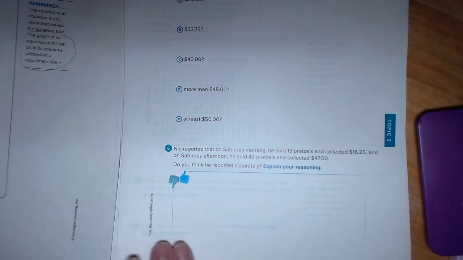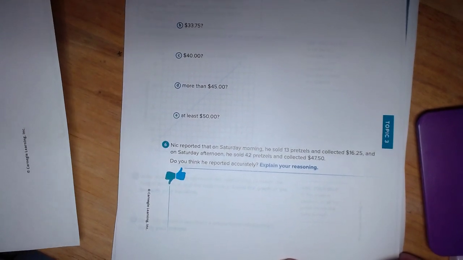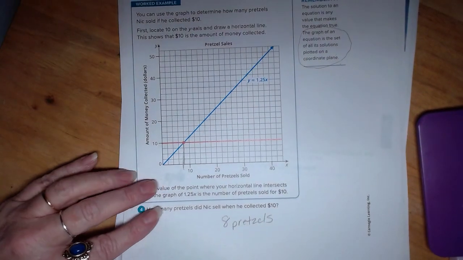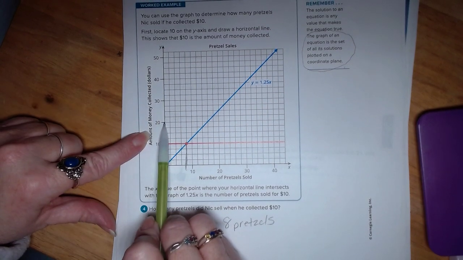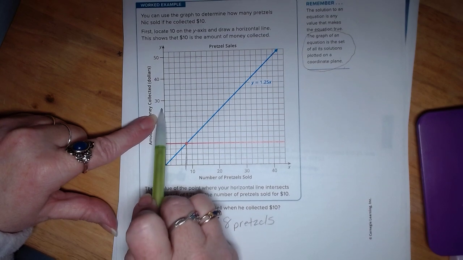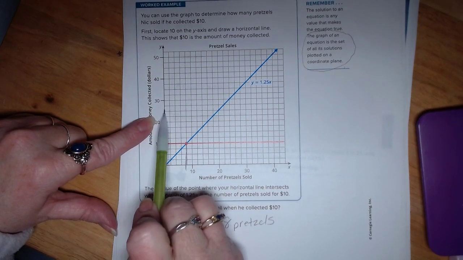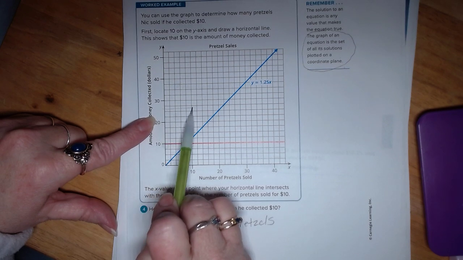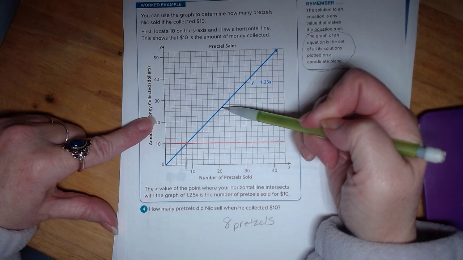Use the graph and the worked example to answer each question. How many pretzels did Nick sell when he collected $25? So we're going to find $25. This is the money. So 20, 22, 24, 26. So 25 is halfway in between here. 22, 24, 25. Hits the line about right here.